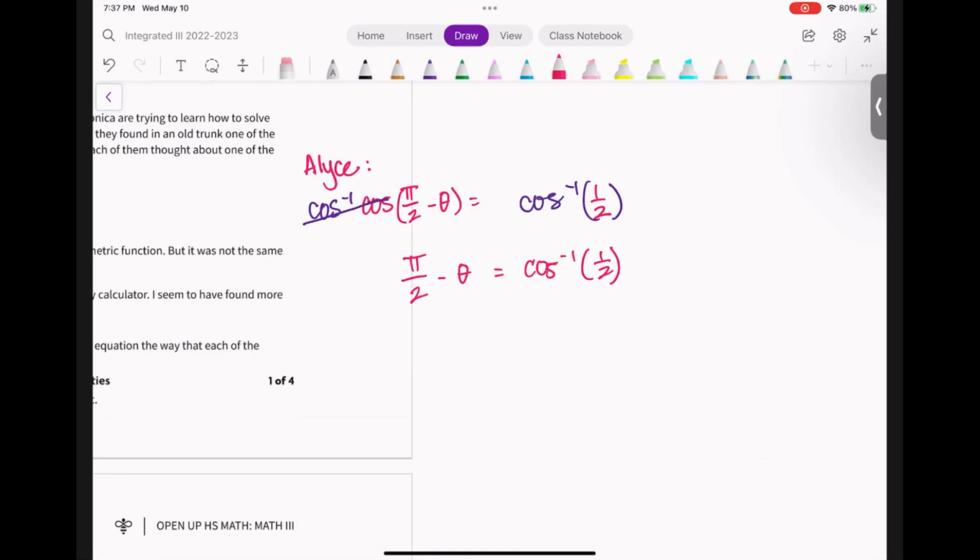Now she's just solving. She's almost like back in 6th or 7th grade. And you're thinking, Miss Johnson, we never solved equations with pi in it. No big deal, the rules here are still the same. You would subtract pi over 2 from both sides. And now I'm left with negative theta equals cosine inverse of 1/2 minus pi over 2.